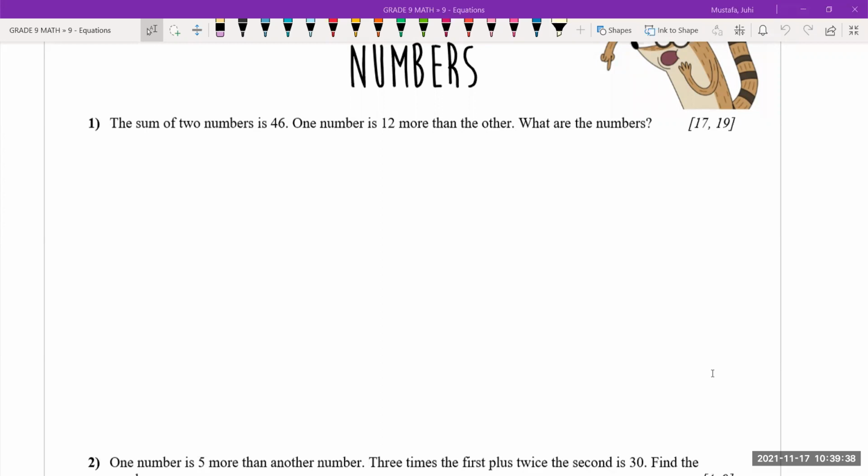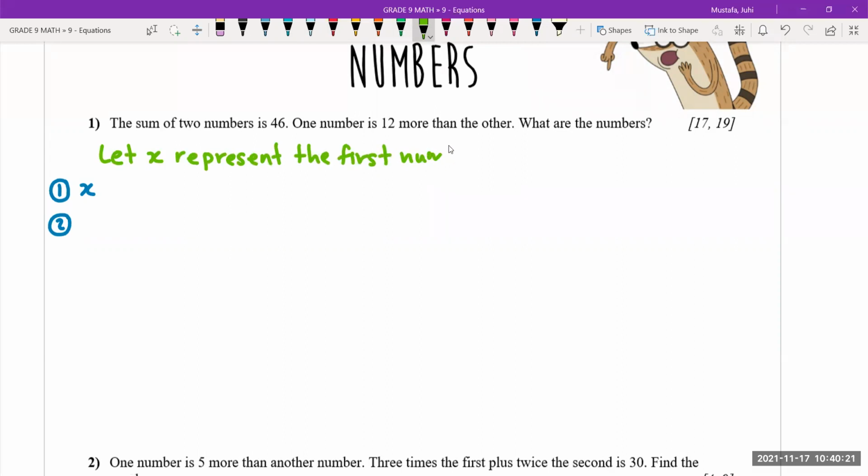One number is 12 more than the other. What are the numbers? Okay, so here's how I approach the question. The first thing I do is I think logically. I know I have the first number and I have the second number. We know we have 2 numbers. I'm going to call the first number x. And once I put down a letter, I have to define it. So I'm going to say let x, did we do let statements before? Good. Let x represent the first number.